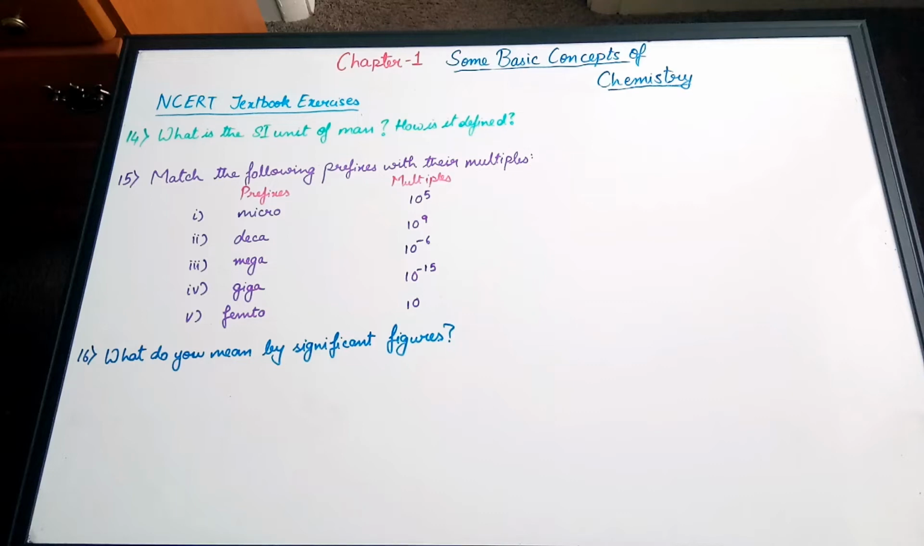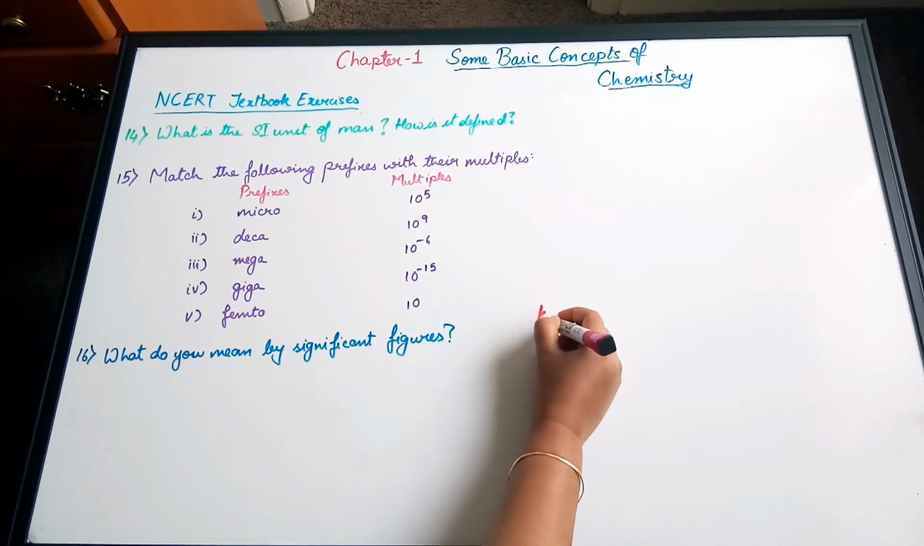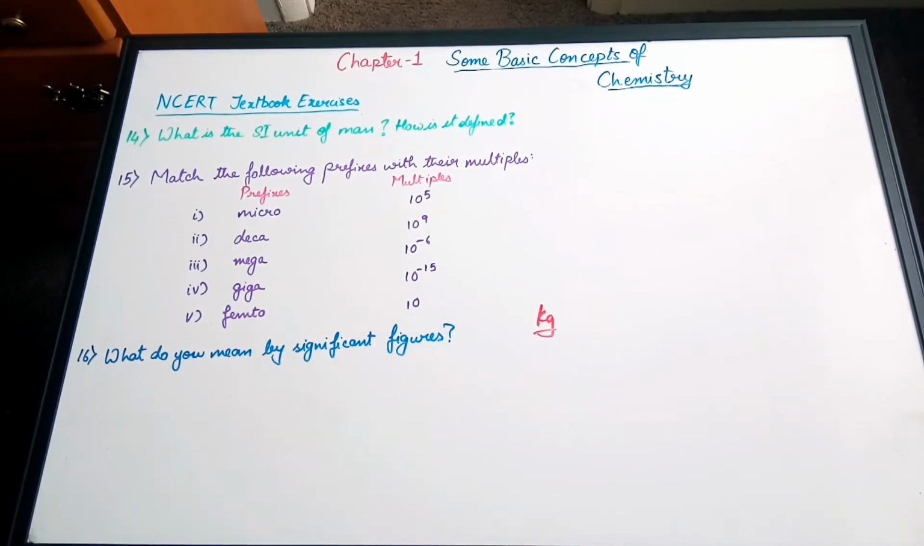What is the SI unit of mass and how is it defined? So the SI unit of mass is the kilogram. The kilogram is defined as the mass of the platinum iridium block stored in the International Bureau of Weights and Measures in France. Thus, it is the mass of the international prototype of the kilogram.